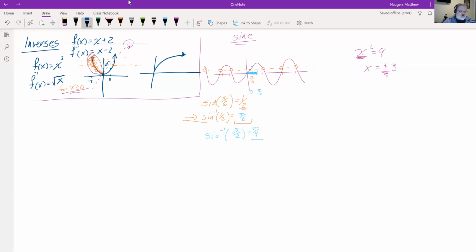Does that seem reasonable so far? Felix's restriction? I do have one problem with your restriction, Felix. What if I have negative square root of 3 over 2? In that first quadrant, in the space between 0 and pi over 2, the sine value is never negative. And I want to be able to ask what is the sine inverse of negative square root of 3 over 2? So your restriction, while I like it, is too restrictive.